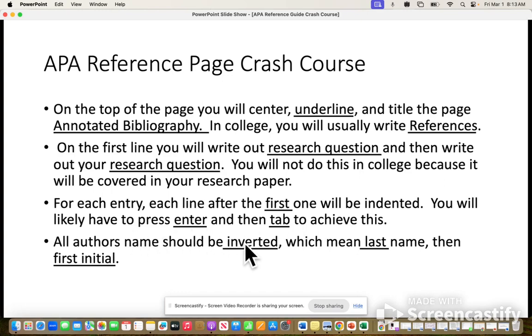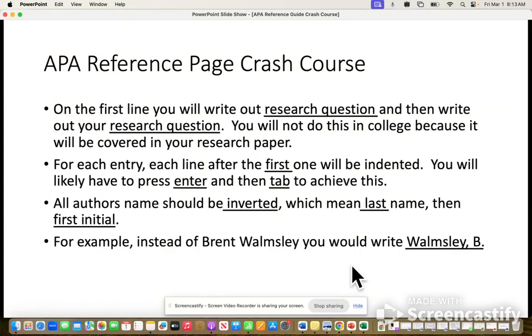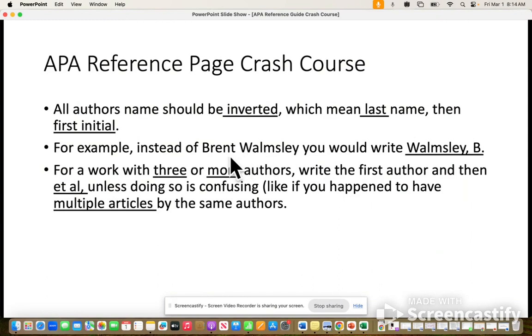Your author's name should be inverted, which means you put their last name first, and then all you got to do is put their first initial. You don't have to put their full name. So if you're publishing an article by me, you would write Walmsley B instead of Brent Walmsley. Okay? All right, everyone feeling good about all this? If you're feeling overwhelmed, don't worry. We're going to get you through it, okay?